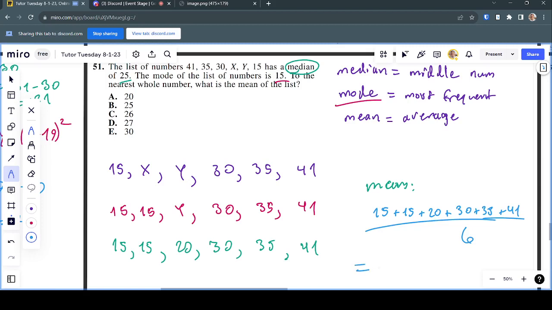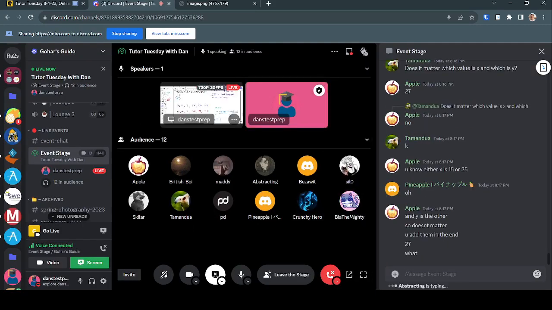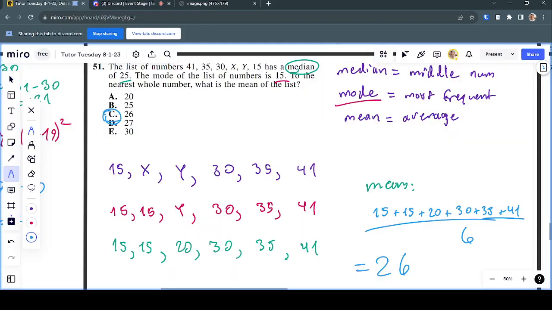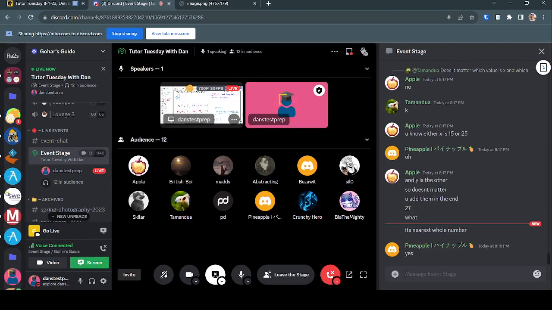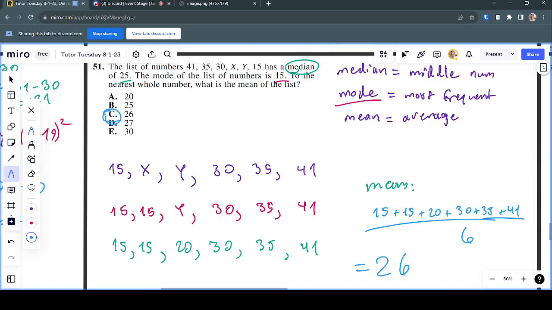So the mean, if I do this on my calculator real quick, is 15 plus 15 plus 20 plus 30 plus 35 plus 41 divided by 6. And that equals 26, which is C. Oh, someone got 27? Let me check my work again.